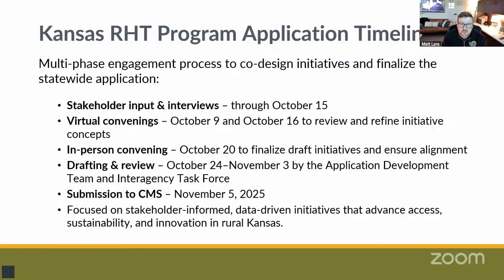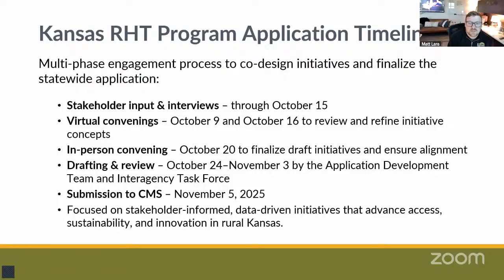We have our virtual meeting today as well as one next Thursday to review and refine the initiative concepts. And then we'll have the in-person convening on October 20th to finalize the draft initiatives and ensure alignment across all the entities. October 24th through November 3rd will be a busy time for the application development team as well as our interagency task force as we're drafting and reviewing the application. And then it is finally due to CMS on November 5th.